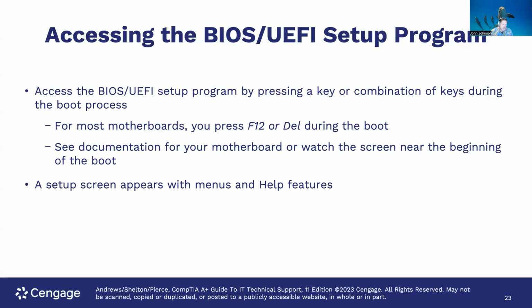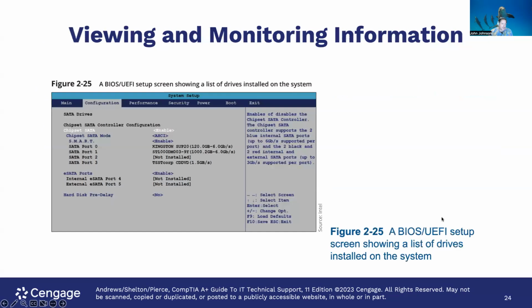So after doing this, the setup screen appears with the menus and the help features. And this right here looks quite familiar to most people, I would think. It's a BIOS UEFI setup screen showing a list of drives installed in the system. So if you look in there, it's got the chipset SATA mode. You can see SATA port 0 has a Kingston drive on it. And you look at that, it's 120 gigs. You've probably got some type of a small solid state drive there.